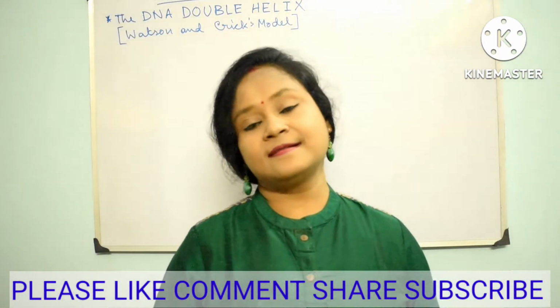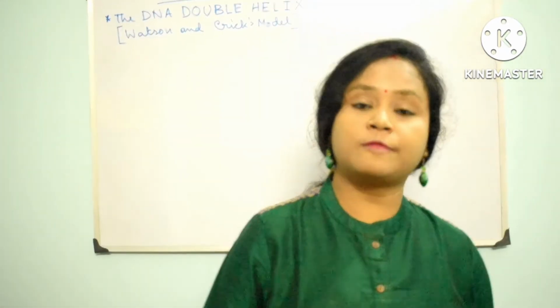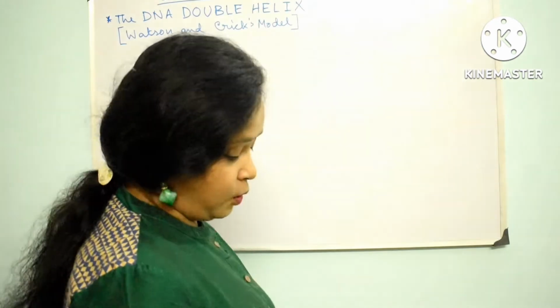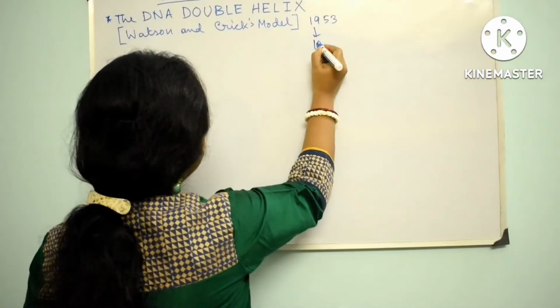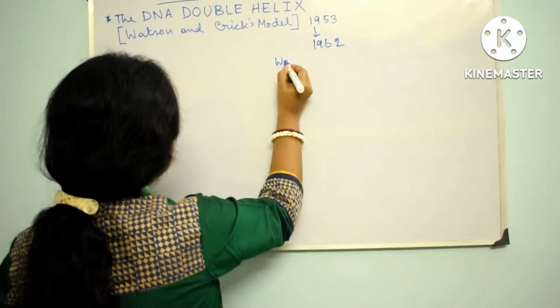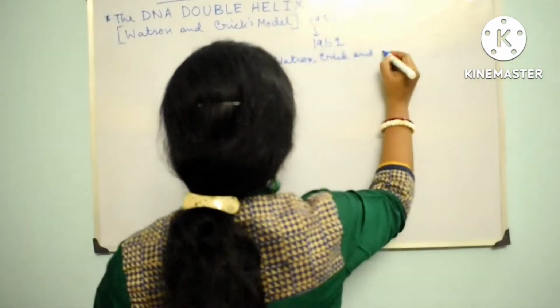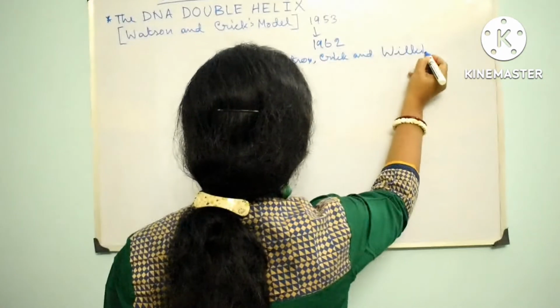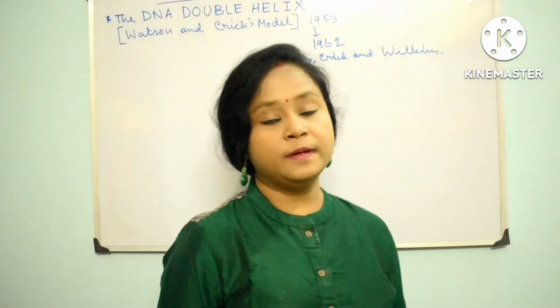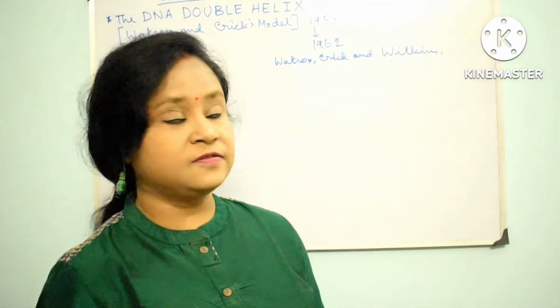Now let's discuss the famous Watson and Crick's model for the DNA double helix. Watson and Crick produced the famous model in 1953. For this work, the Nobel Prize was given in 1962 to Watson, Crick and Wilkins. But before the Nobel Prize was awarded, Wilkins died of cancer at the age of 38 years, which I had already discussed in the historic background, in my previous lecture.